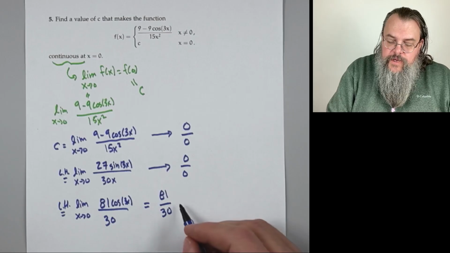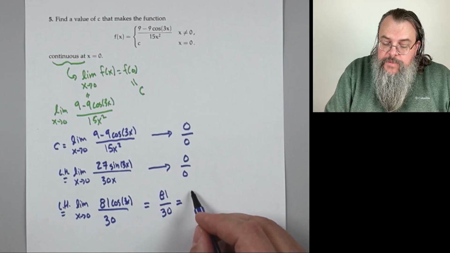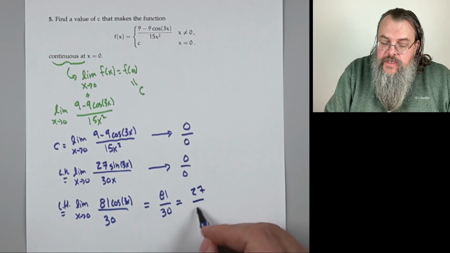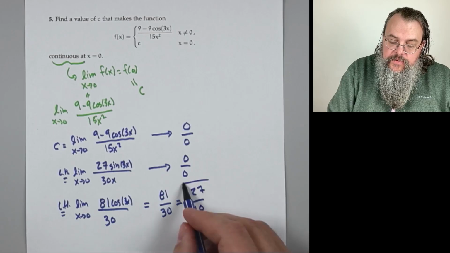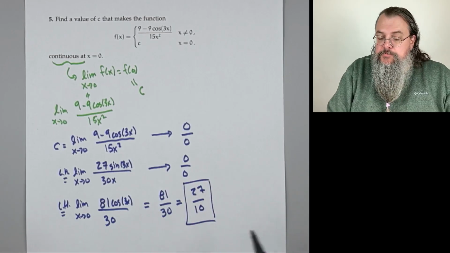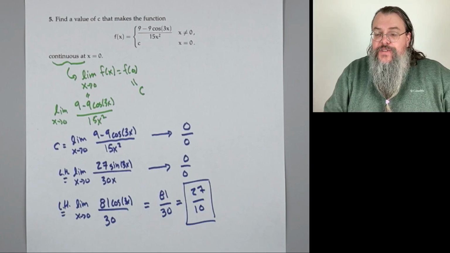Well, we can simplify it. Both of those are divisible by 3. So that would be 27 upstairs and 10 downstairs. 27 tenths. And there we go. So that should be the value for c, 27 over 10.